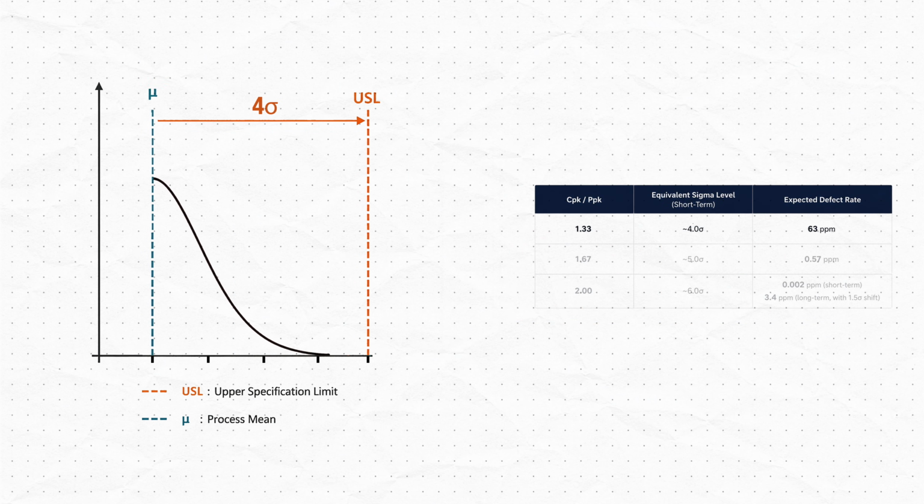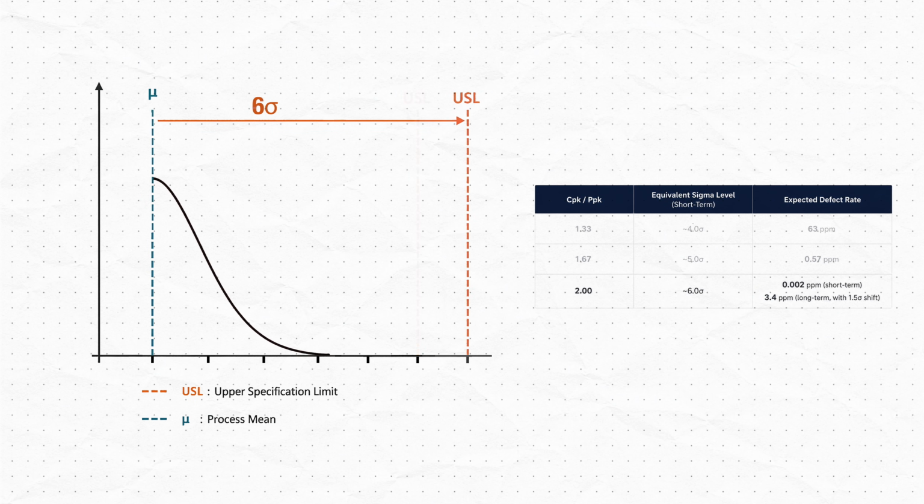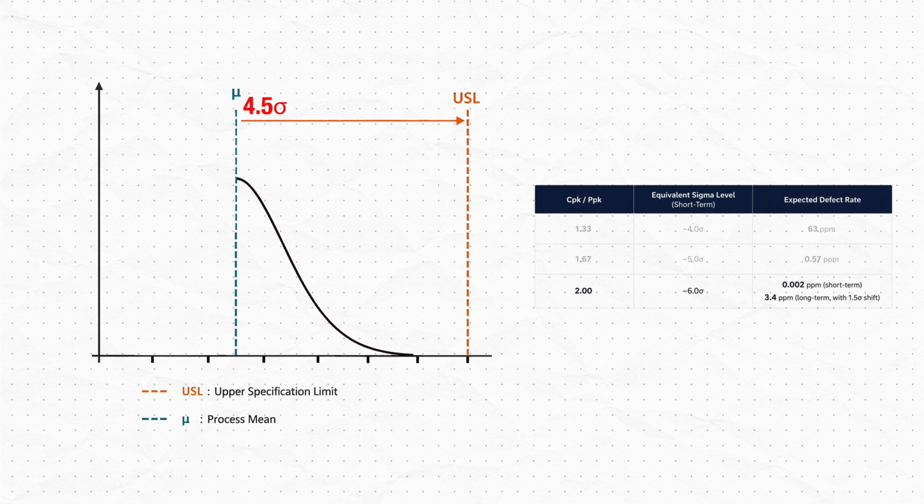So let's put all 3 levels side by side. 1.33 gives you 63 defects per million. 1.67 takes you below 1 per million. 2.00 pushes into parts per billion territory, or 3.4 per million once you account for the long-term shift.